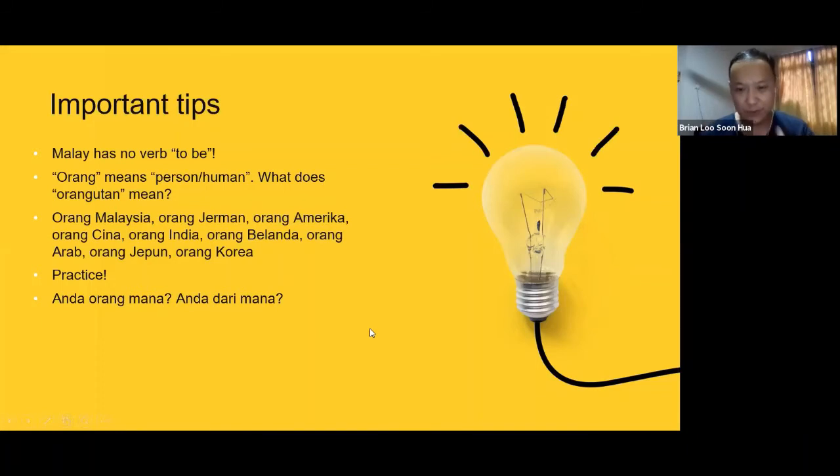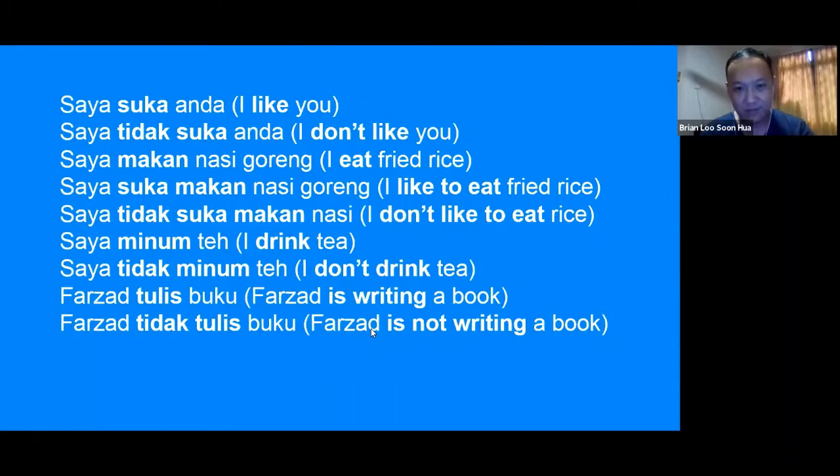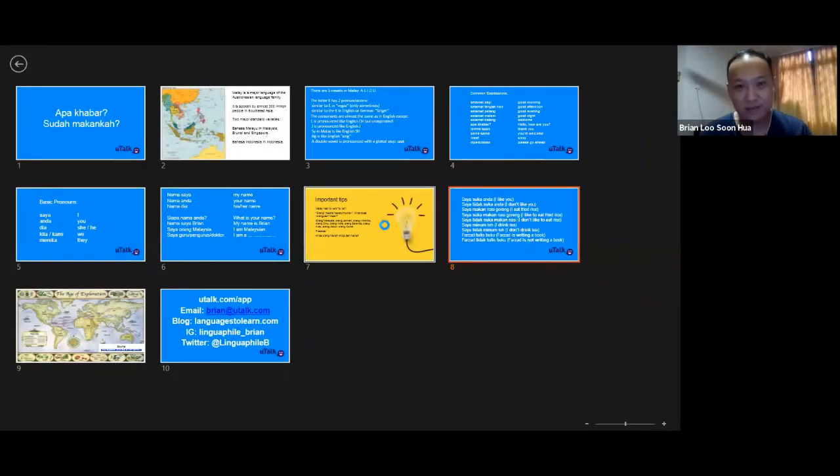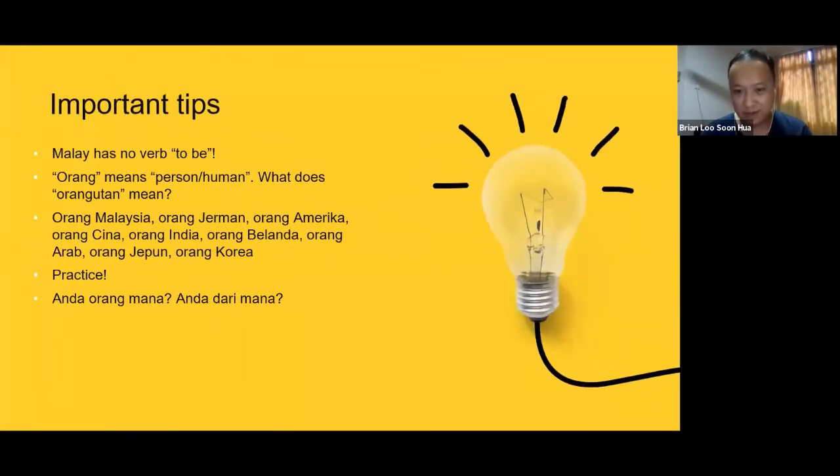Now the word for UK, we say it two ways. England is English. Now the thing is, if you say you're British, then we just say like this: orang UK. Poland is Poland. Okay. What else?